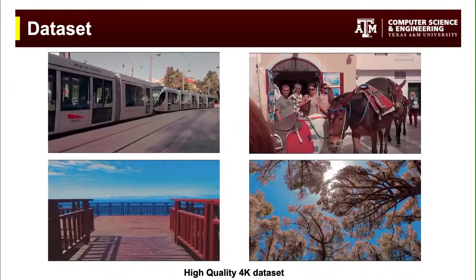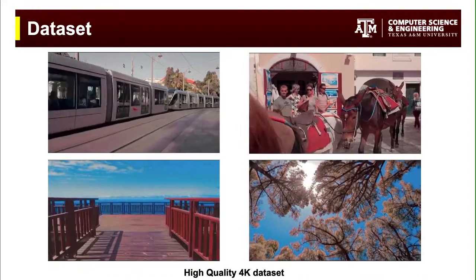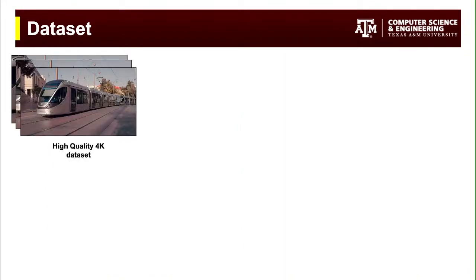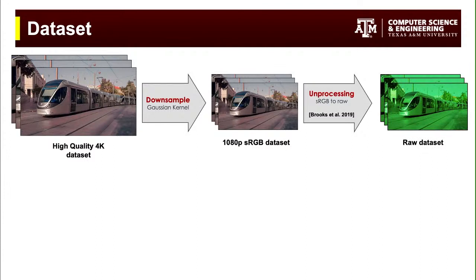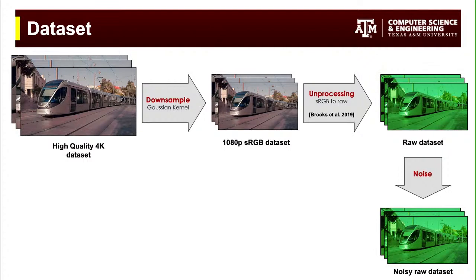We first obtain a set of high-quality 4K videos from YouTube. We then downsample each 4K video to 1080p using a Gaussian kernel. This step mitigates the noise, for example, the compression artifacts. These 1080p sRGB datasets can be synthetically converted to raw domain using a processing pipeline proposed by Brooks et al. We then add Poisson and Gaussian noise to the raw dataset. This process gives us the noisy and clean training image pairs in raw domain.